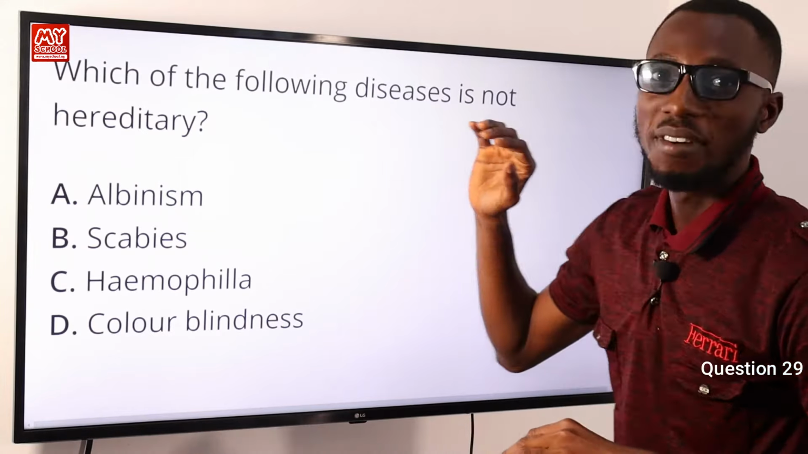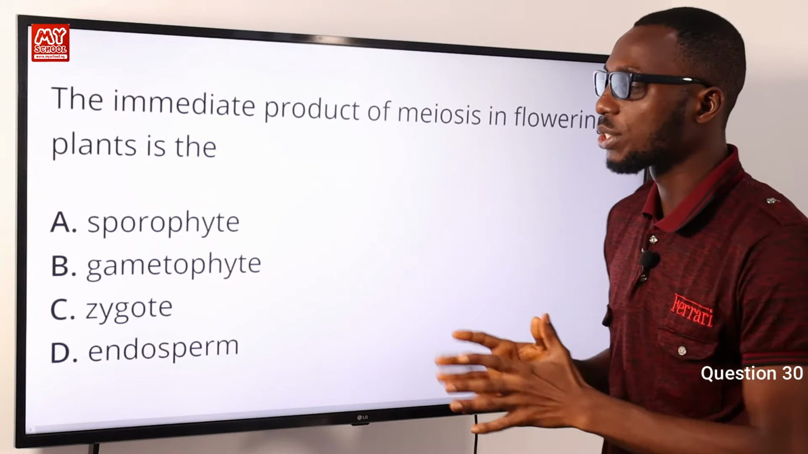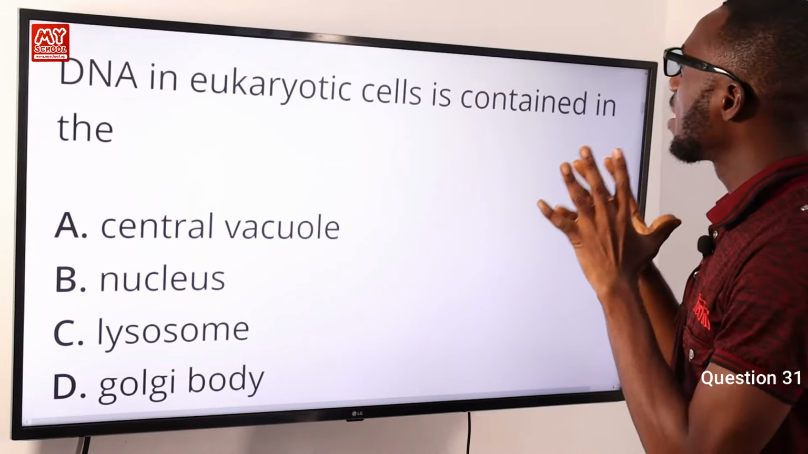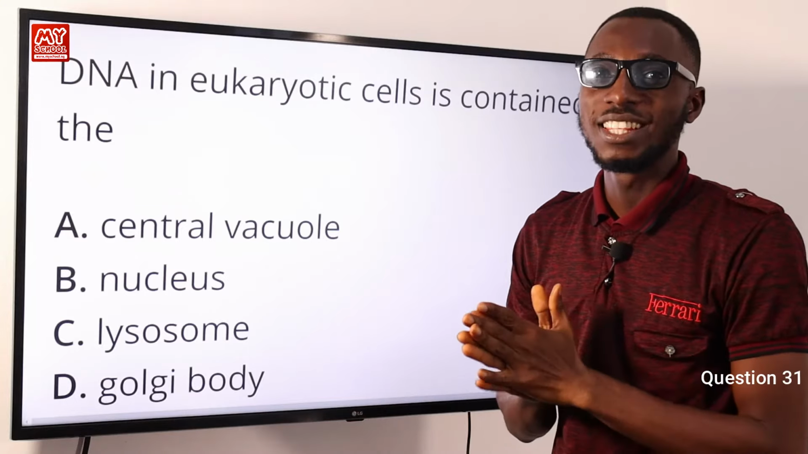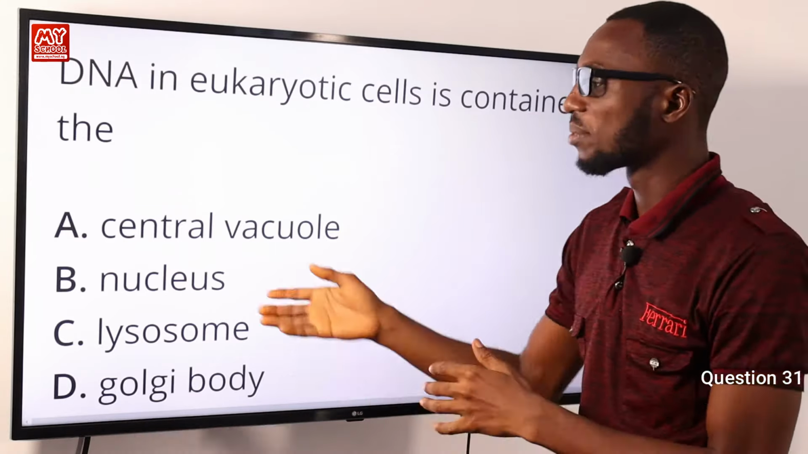Question 30. The immediate product of meiosis in flowering plants is the what? Based on the options we are given here, we can comfortably consider gametophytes. So the correct option here, based on the options provided, is option B. Number 31. DNA in eukaryotic cells is contained in the nucleus. So option B is very correct. For a prokaryotic cell, you'll find it in the nucleoid. So option B is correct.